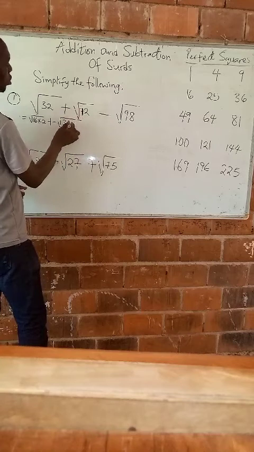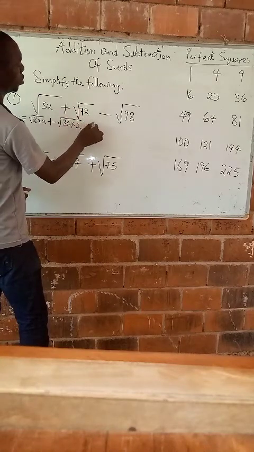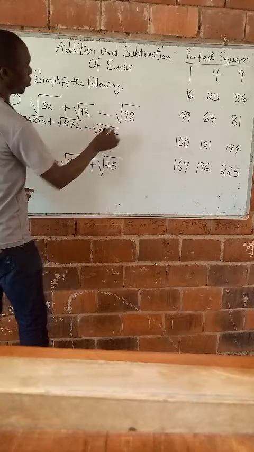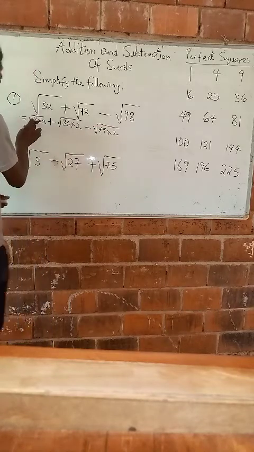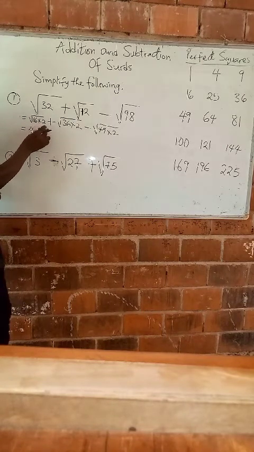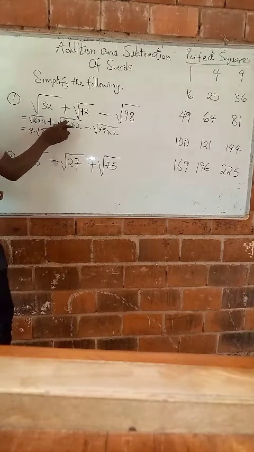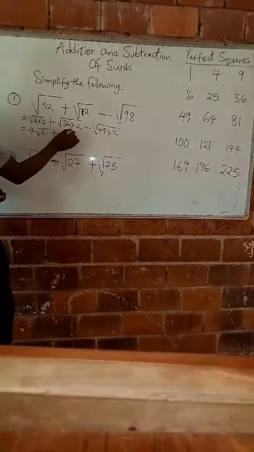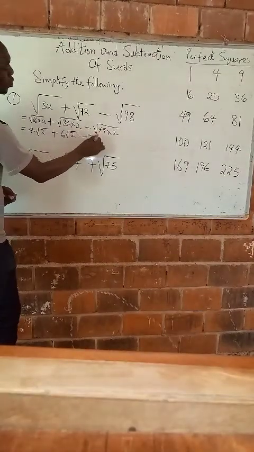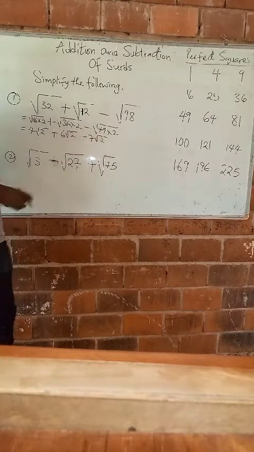72 is 36 times 2. Then 98 is 49 times 2. So square root of 16 is 4. We are left with only 2 in the root. Square root of 36 is 6. We are left with only 2. Square root of 49 is 7. We are left with only 2 in the root.